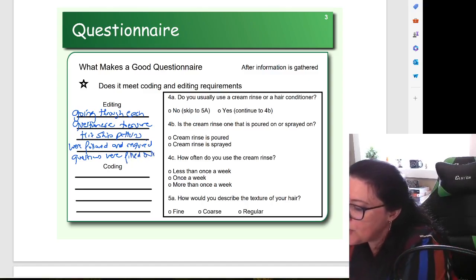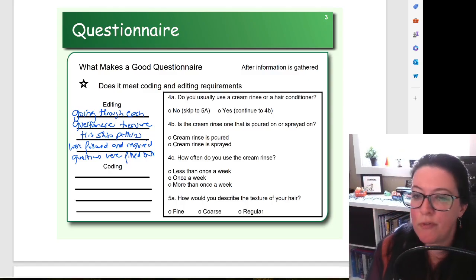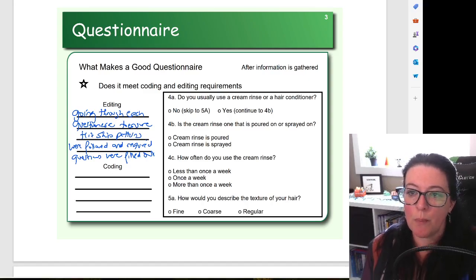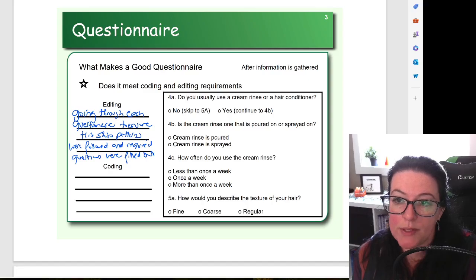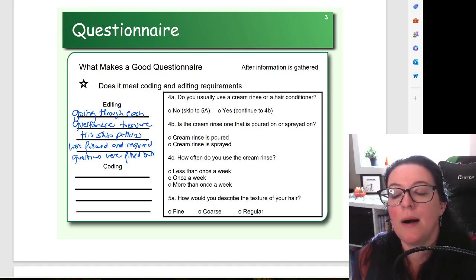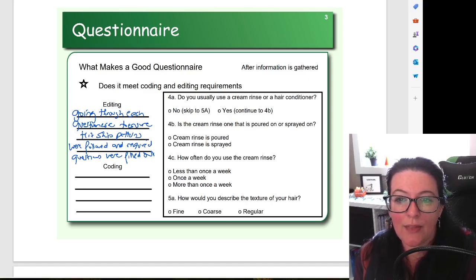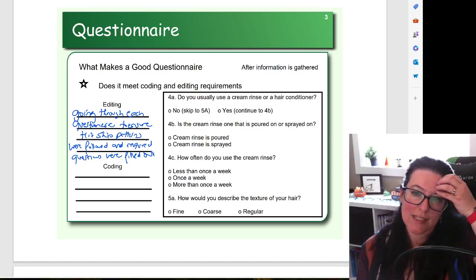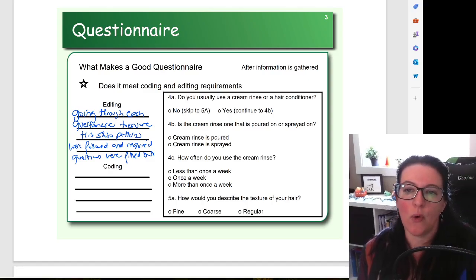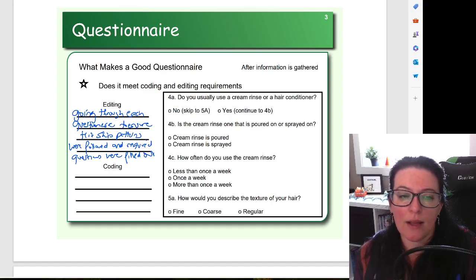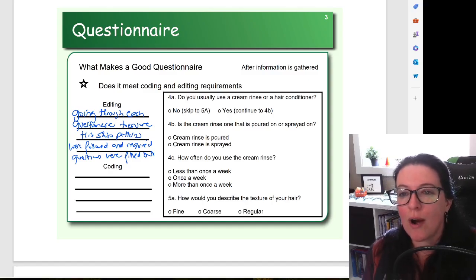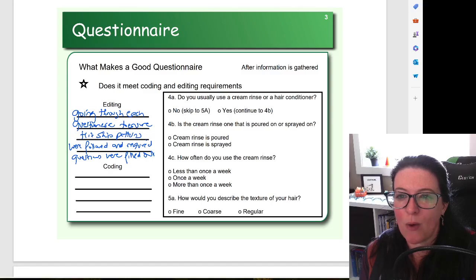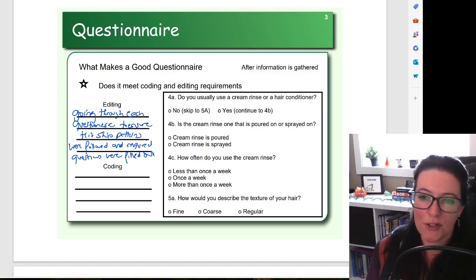If we're looking at a questionnaire like what you see here, question 4A is a skip question. Based on the answer to this question, do you use a cream rinse or a hair conditioner? If they answer that they don't, notice they skip to question 5A. That's because 4B and 4C are answered by people who know how a cream rinse or a hair conditioner works. So if you answered yes, then we can ask you whether it's a pour on or spray, and how often you use it.